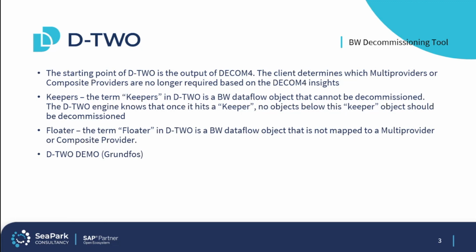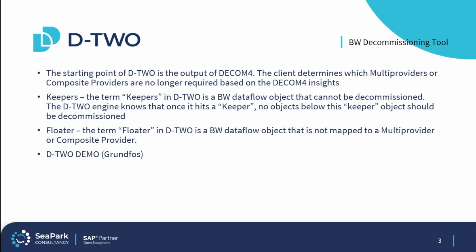The second term is floaters. Floaters are objects that are not linked to any composite or multi-provider in the BW system. Examples are switched on business content or prototyping, where the objects are just left on their own in the system. So we also address that with our D2 engine.